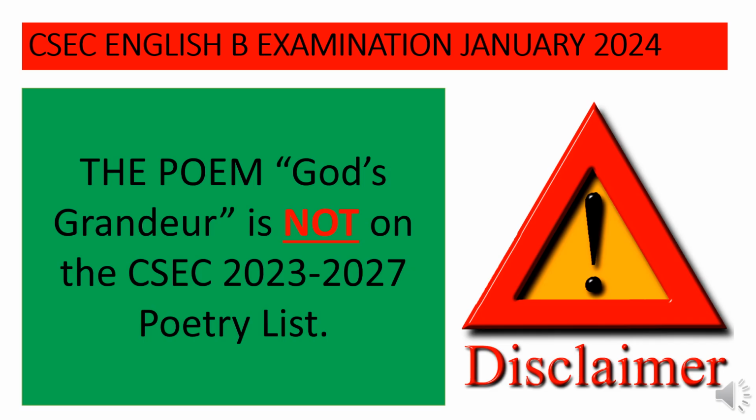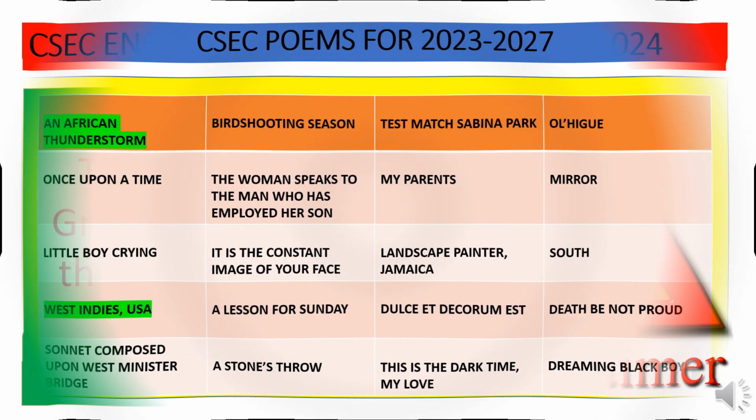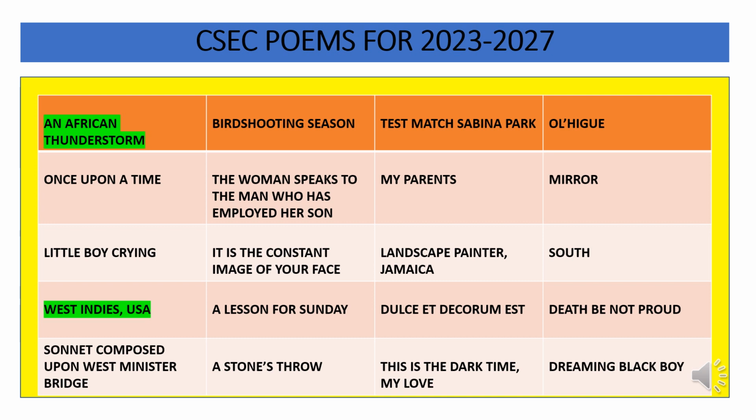CSEC English B examination, January 2024. The disclaimer: the poem God's Grandeur is not on the CSEC 2023 to 2027 poetry list. Here's a reminder of the CSEC poems for 2023 to 2027, and they are as follows. 1. An African Thunderstorm. 2. Once Upon a Time. 3. Little Boy Crying. 4. West Indies, USA.